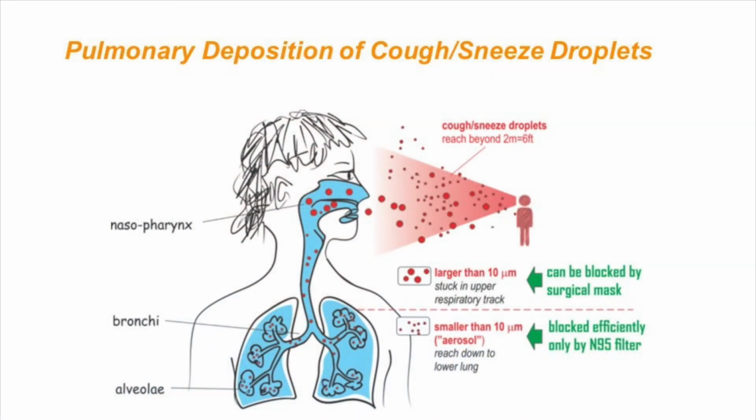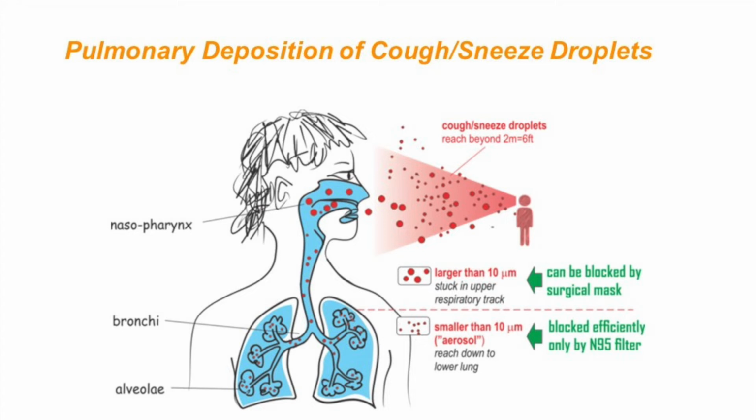So pulmonary deposition of cough and sneeze droplets, how that happens, is shown in the next slide, slide 40. The cough and sneeze droplets reach beyond 6 feet, as we mentioned. And in the nasopharynx area, these particles deposit. The ones that are larger get stuck in the upper respiratory tract. Much smaller particles, smaller than 10 microns, reach down to the lower lung. And that's illustrated with tiny red dots in the alveoli and the bronchi leading to that.